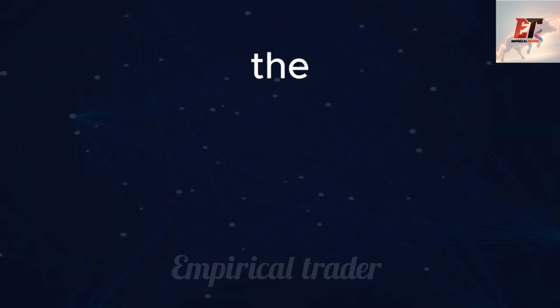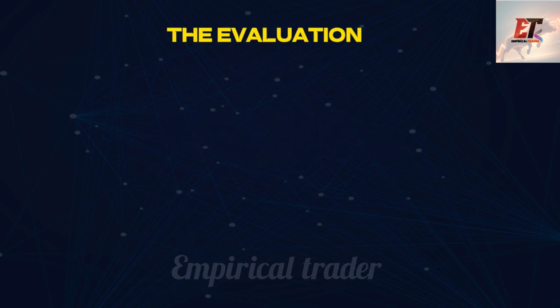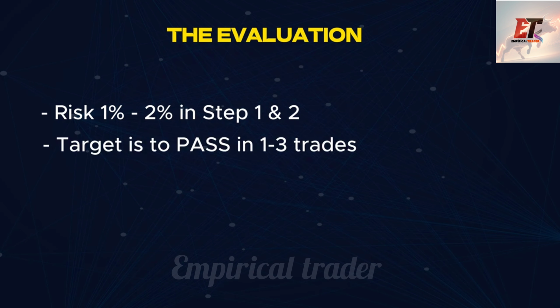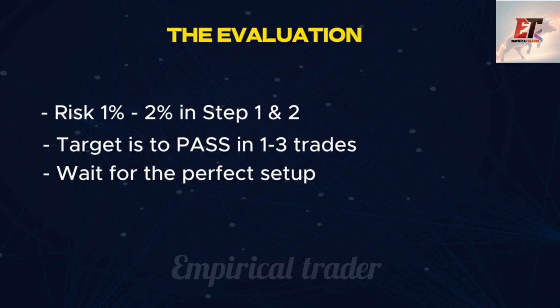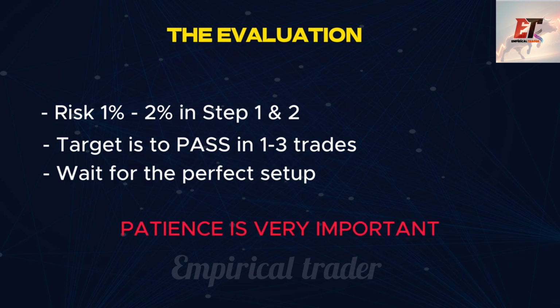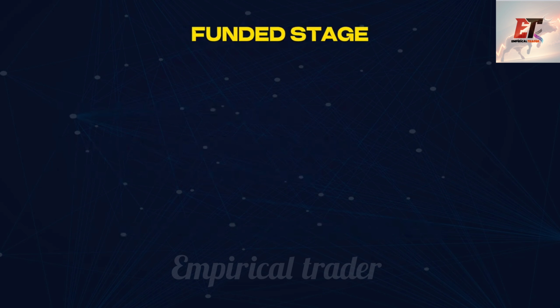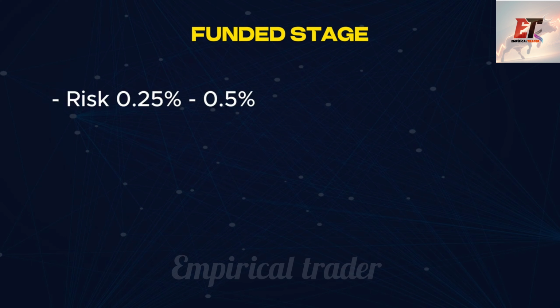I find this strategy the easiest to pass prop firms. I risk 1% to 2% in the evaluation phases. I aim to pass within 1 to 3 trades on very selective occasions. I wait for the perfect setup, so patience is very important. On the funded stage, I risk 0.25% to 0.5%.